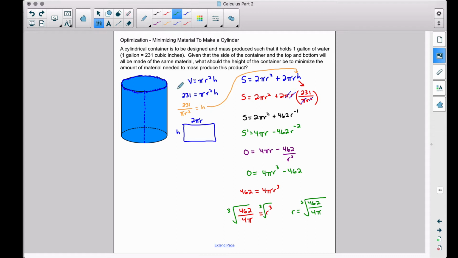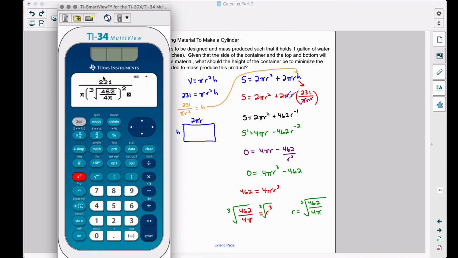And remember, since we were dealing with cubic inches for our volume, radius and height are also going to be in inches. And that's what I've done right here in the calculator. We have 231 over pi, and then we have our r value that we got from here, and then I'm squaring that radius. So if we do this, we get somewhere right around 6.7 inches.